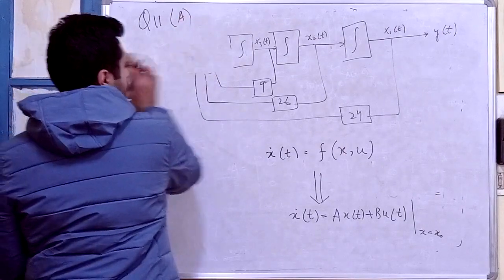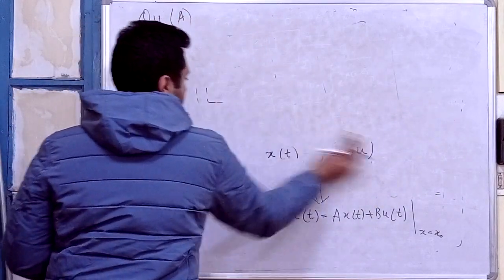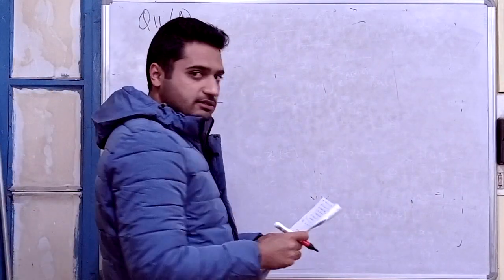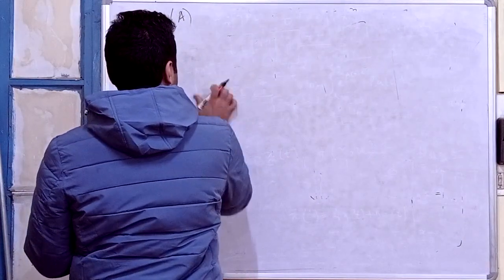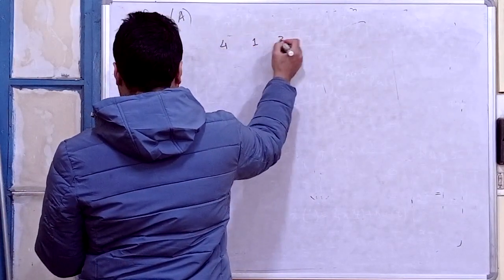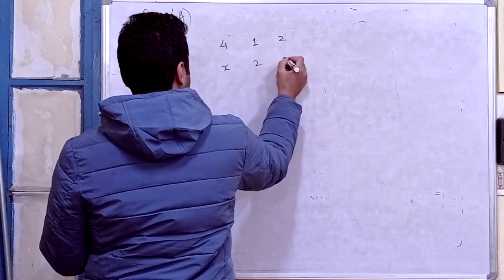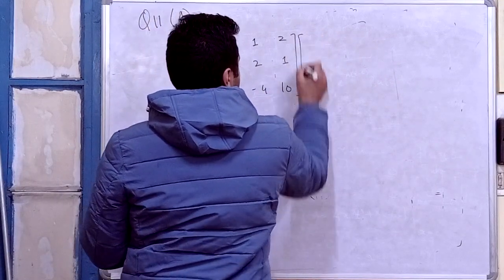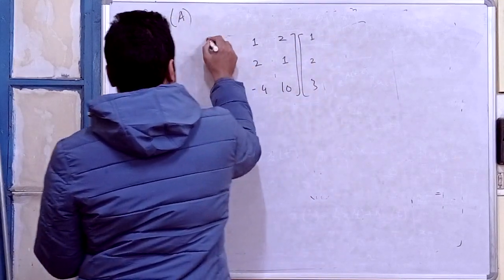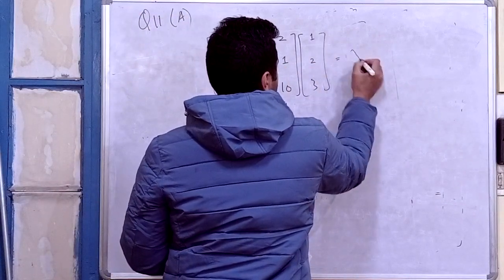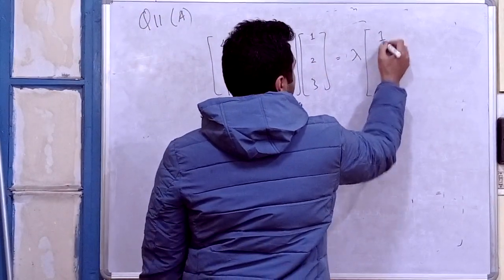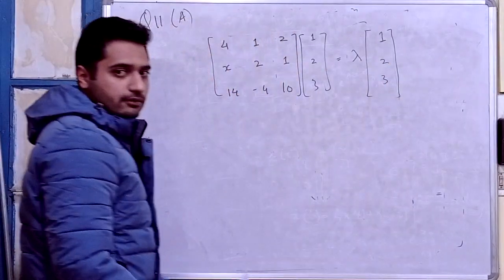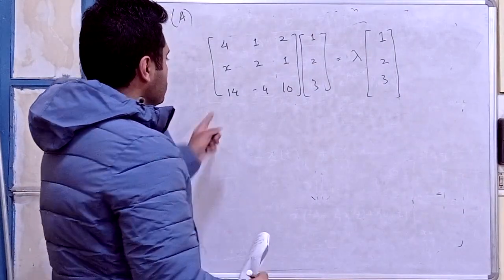Okay, let's take question 12. For the vector to be the eigenvector, find the value of x. You should know the equation of eigenvectors. One, two, three is equal to lambda times one, two, three. I am just writing the equation AV equals lambda V, which is the eigenvalue question that comes. So you have to just solve for this x.